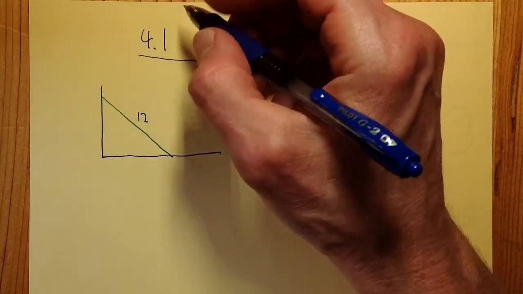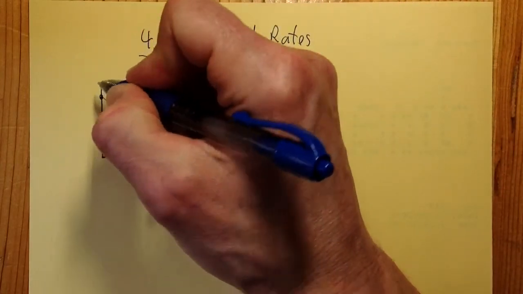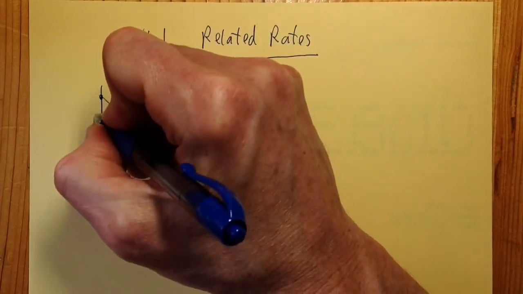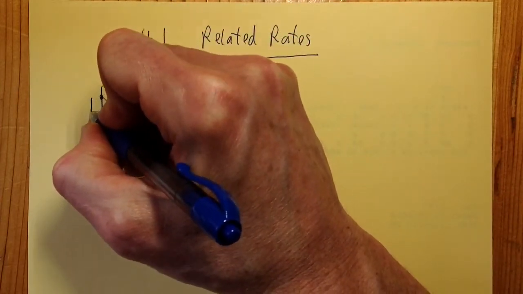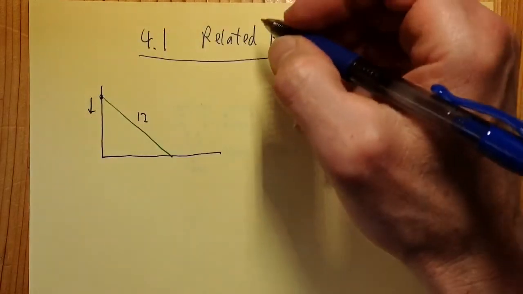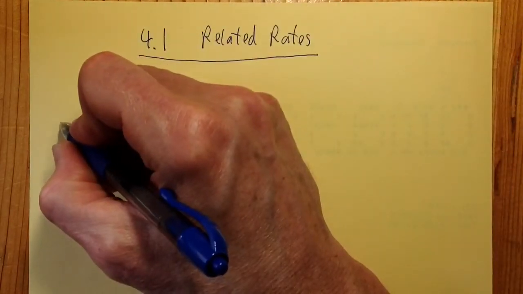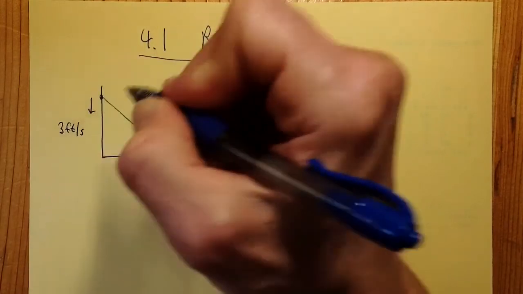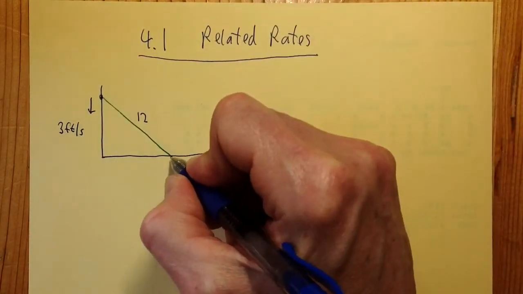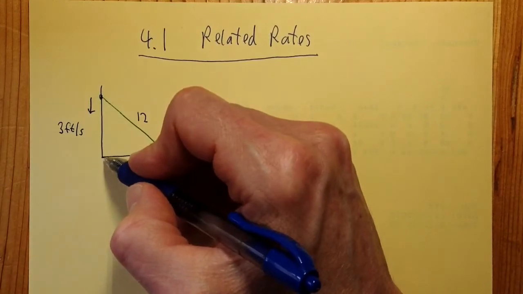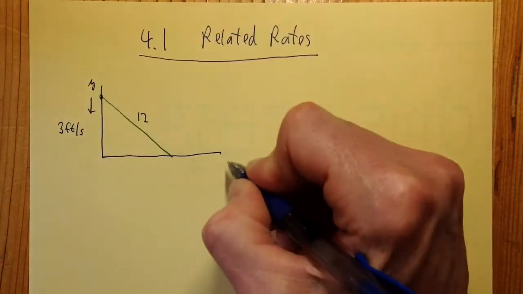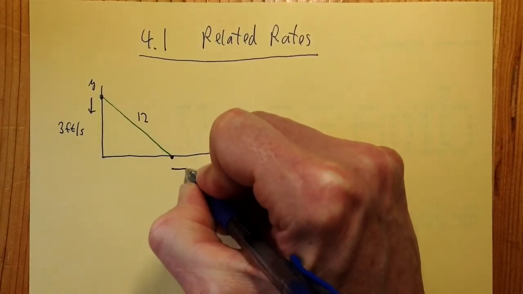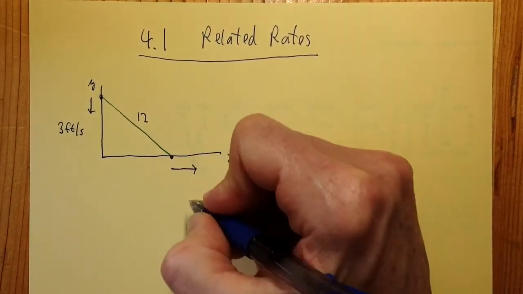And let's say you know that this top point is sliding down the wall, so the ladder's sliding down, hopefully you're not on it, and the top part right here is always falling down at, let's say, 3 feet per second. So that's the rate that we know, and we can call this y, and we can call this x, because that makes sense. Then what we want to know is how fast is this point moving along the ground.